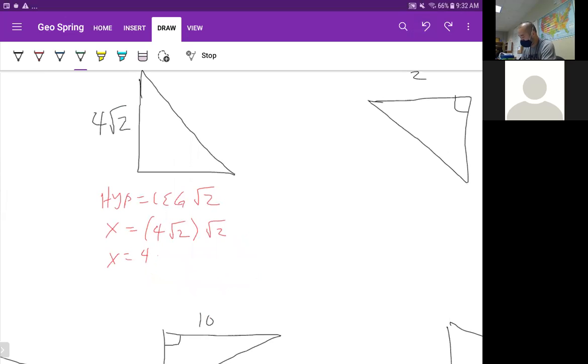So this is what happens. These are like terms, so you multiply these two. 2 times 2 is 4. So it's square root of 4. The square root of 4 is 2. So this is equal to 4 times 2. So that's 8. So this is 8 here.